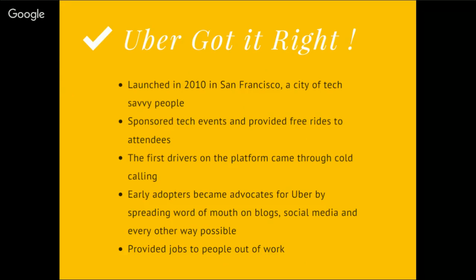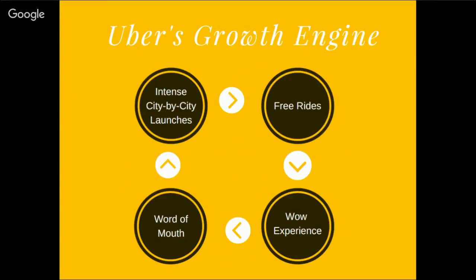And further establish themselves. So, as mentioned on the last slide, we can basically summarize that Uber's growth engine can be simplified into intense city-by-city launches, giving away free rides, creating a wow experience, then eventually taking down the free rides but increasing the word of mouth, and then eventually moving to more and more cities. And that is sort of a model that Uber has been able to replicate.